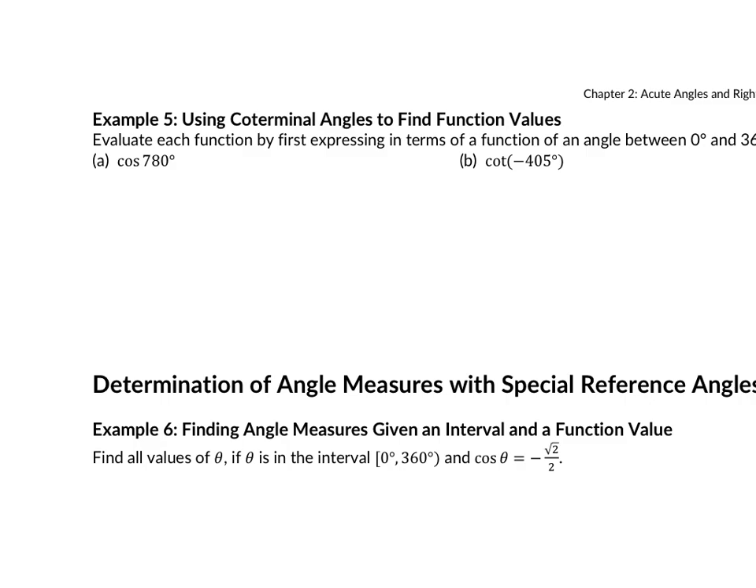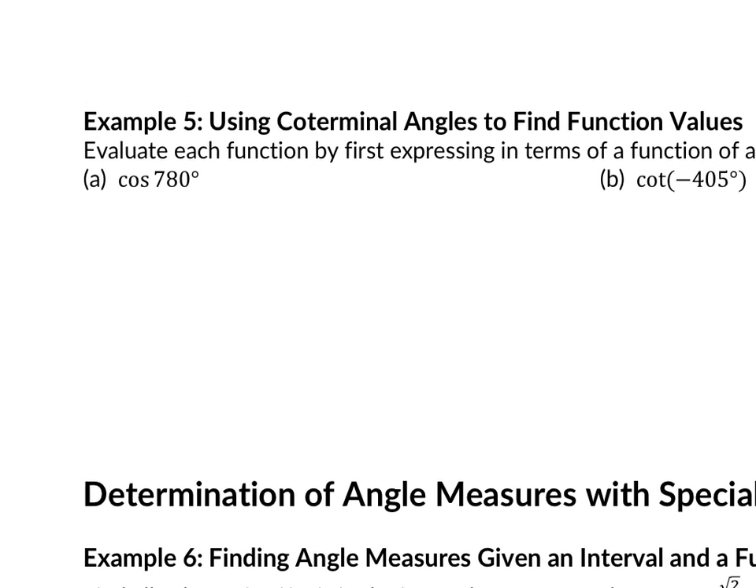So instead of evaluating the cosine of 780 degrees, what is a coterminal angle I can use instead? Meaning, we're going to try to get this number smaller. Let's subtract 360. What do you get? 420. Still not small enough, so let's do it again. Subtract 360 one more time. 60. What is the cosine of 60 degrees?